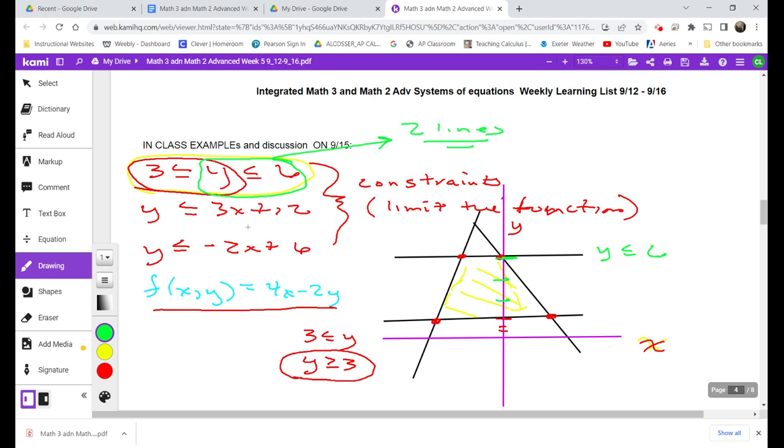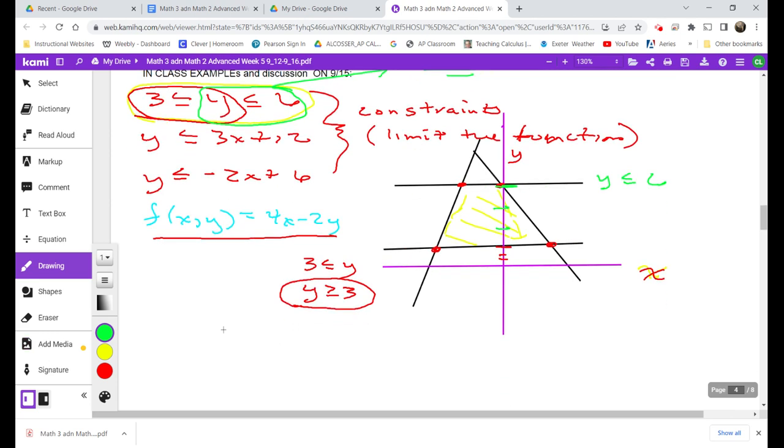And then this graph here would be this one, and we're going to shade below it, and then this one here is the other one. And so we get this shape here. And remember, we've got to find the vertices. So we're going to use the calculator to find the vertices.